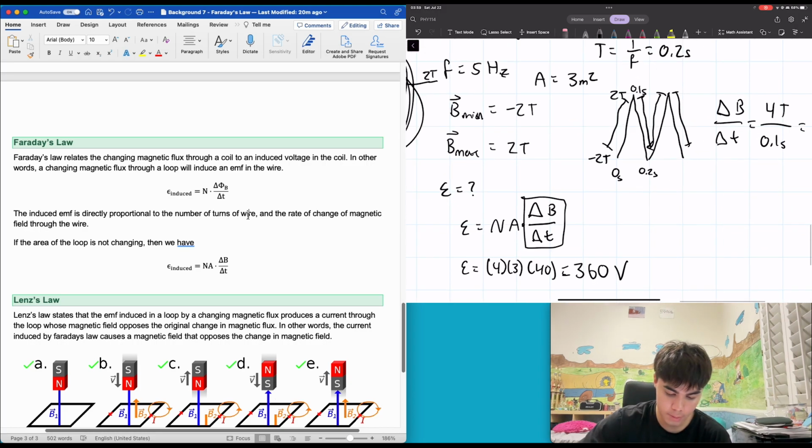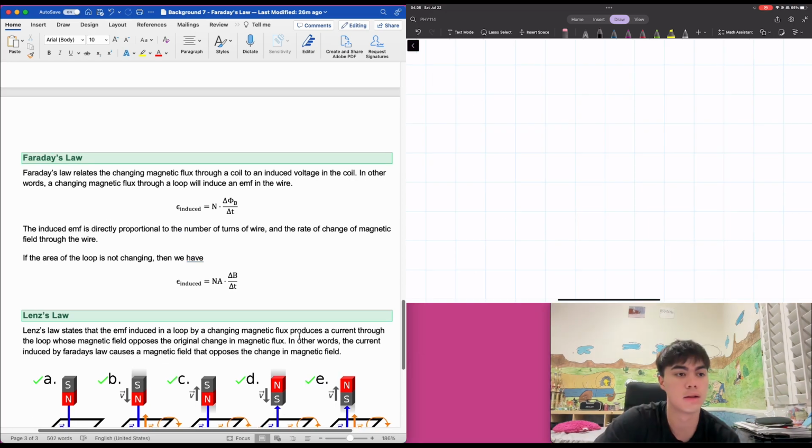And notice that when the magnetic field is increasing, then that EMF is positive because the slope is positive. When the magnetic field is decreasing, then the EMF is negative because the slope is negative. So this is what the graph of the EMF would look like. The EMF would come out as a square wave, even though the magnetic field was a triangle wave.